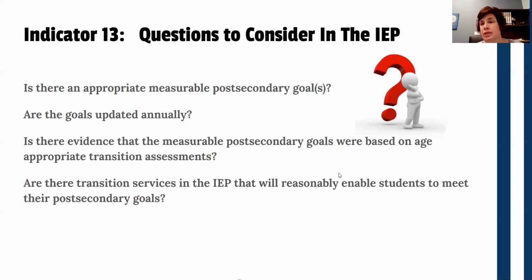So questions to consider in the IEP. Is the goal measurable? Is a post-secondary goal measurable? It needs to be measurable. Have these goals been updated annually? Is there evidence that the measurable post-secondary goals were based on age-appropriate transition assessments? And are there transition services in the IEP that will reasonably enable students to meet their post-secondary goals?